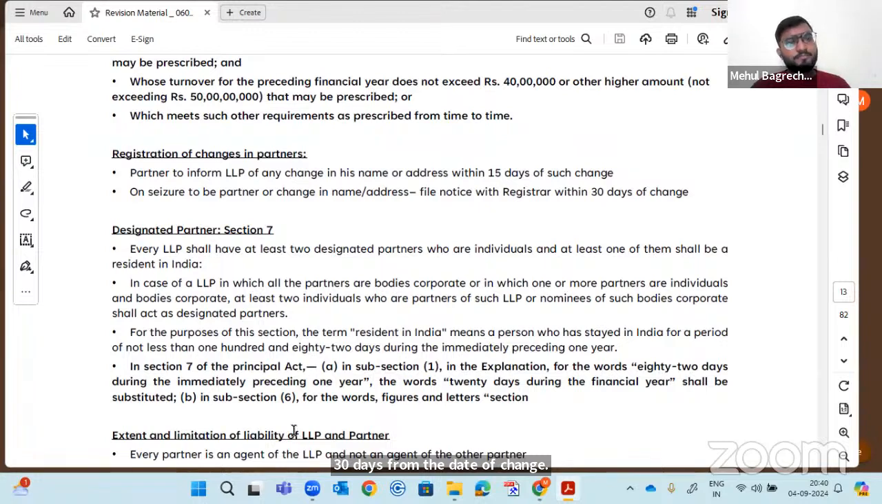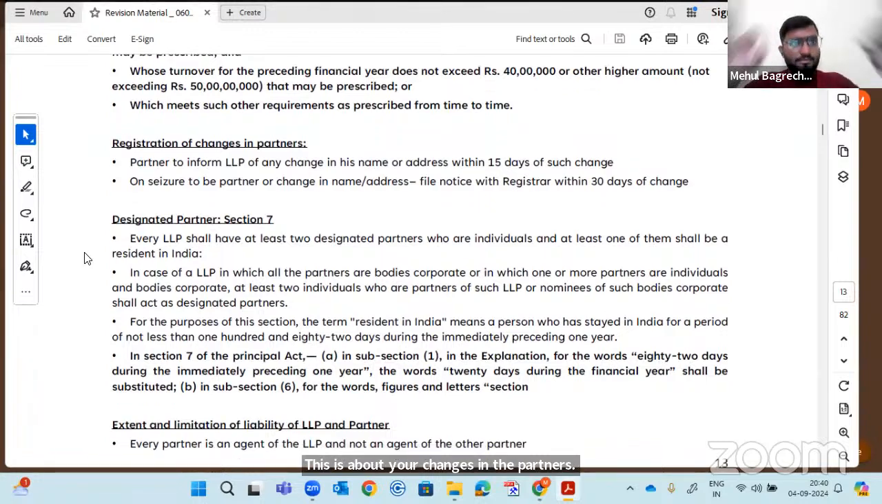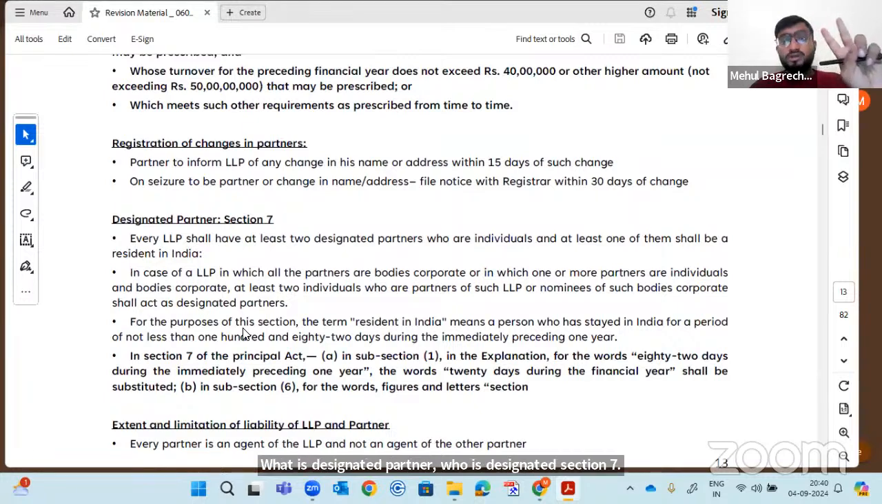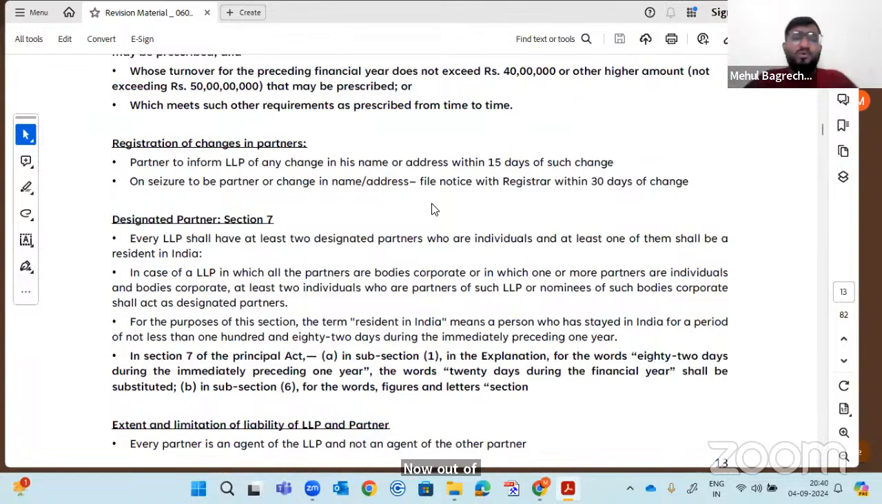Next, designated partners. Favorite examination question. What is designated partner or who is designated partner? Section 7. Every LLP shall have 2 designated partners. Both of them have to be individuals. Very important. Now, out of that, one shall be a resident in India. Now, who is this person resident in India? A person who stayed in India for a period of 182 days during the immediately preceding year.